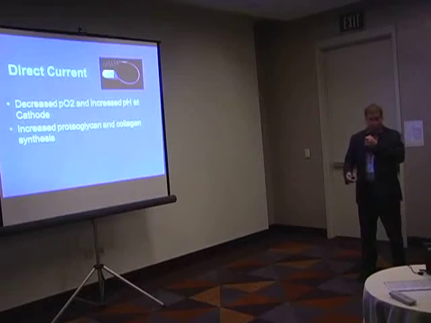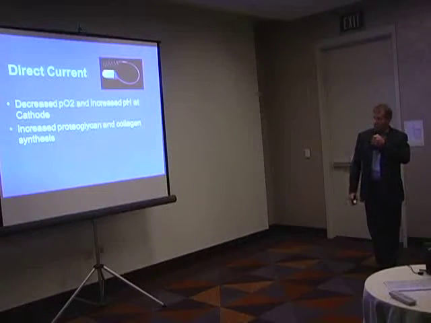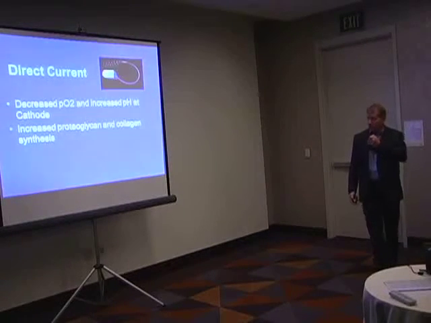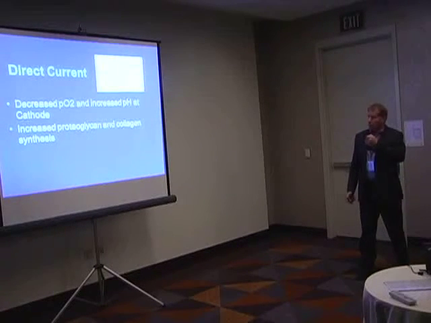They all work by affecting the electrical potentials around the bone. If you implant electrodes, the direct current devices, they cause decreased oxygen tension and increasing pH at the cathode, resulting in increasing proteoglycan and collagen synthesis, bone formation, but this is a very simple example of a direct current device.